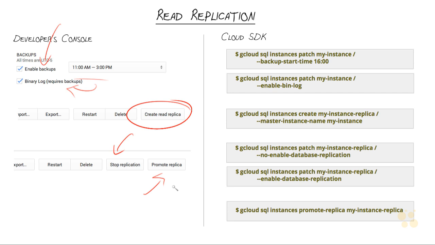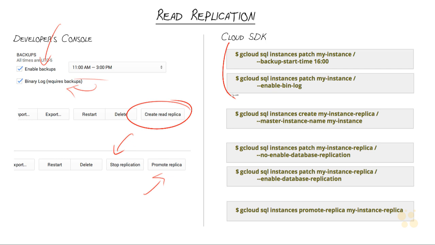From the command line interface, it's equally easy. You can use the backup start time and the enable bin log switches on gcloud SQL instances to turn on backups and enable binary logging. Of course, if you need to do both, you can use both of those switches in one single command. I've just have them split out here for demonstration purposes.